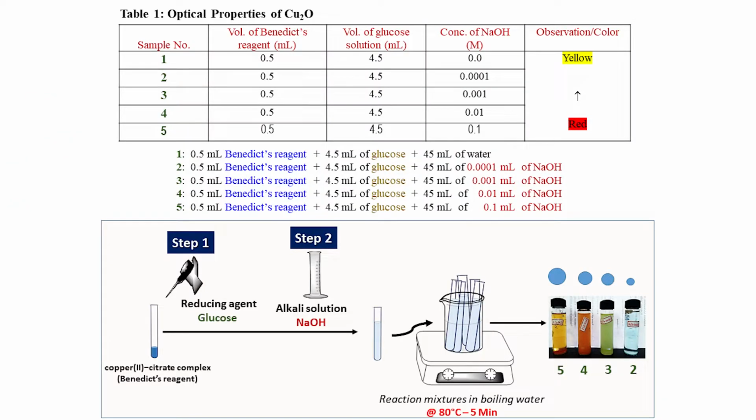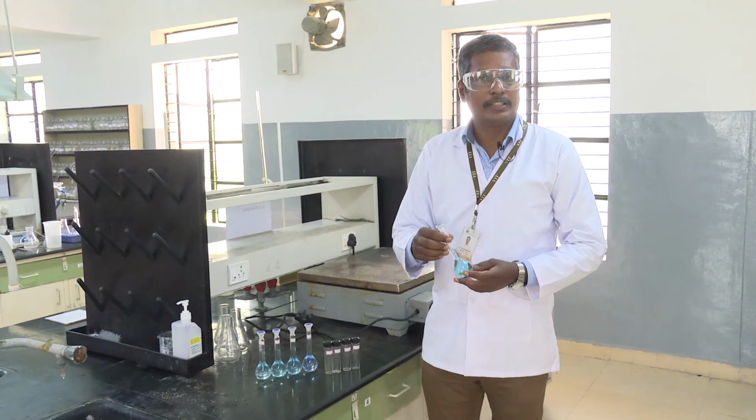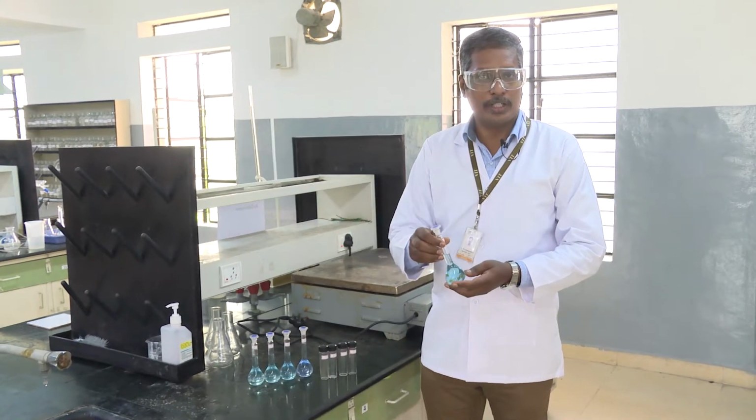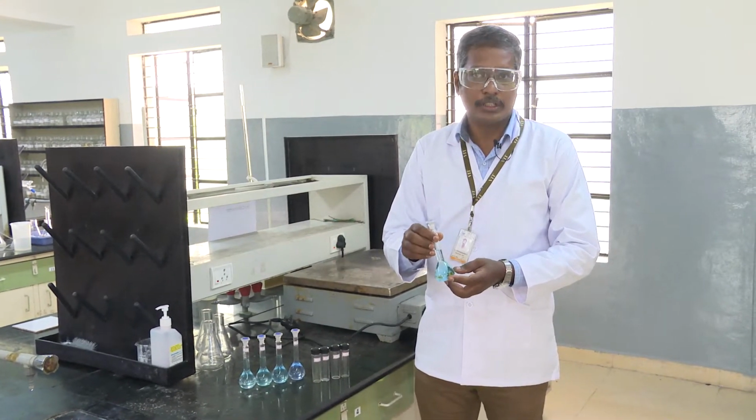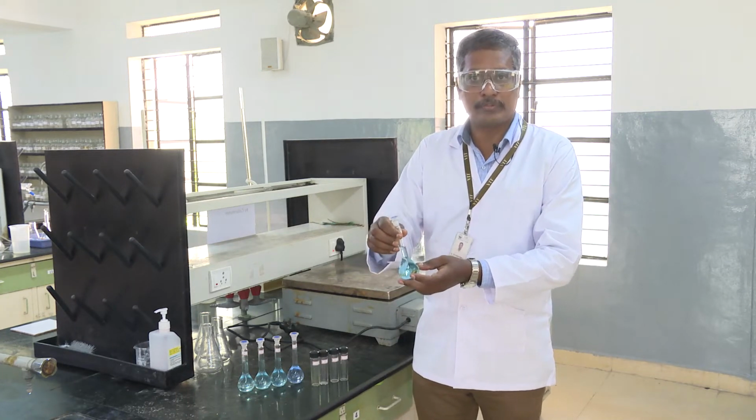So likewise, we can make sample 2, sample 3, sample 4, sample 5 by keeping the volume of Benedict 0.5 ml and the volume of glucose 4.5 ml, and varying the sodium hydroxide. So we have prepared various concentrations of sodium hydroxide. Take 45 ml of this and make all the other 4 samples. Now we have the various concentrations: sample 1 has 0.5 ml of Benedict solution, 4.5 ml of glucose, and the remaining 45 ml water.